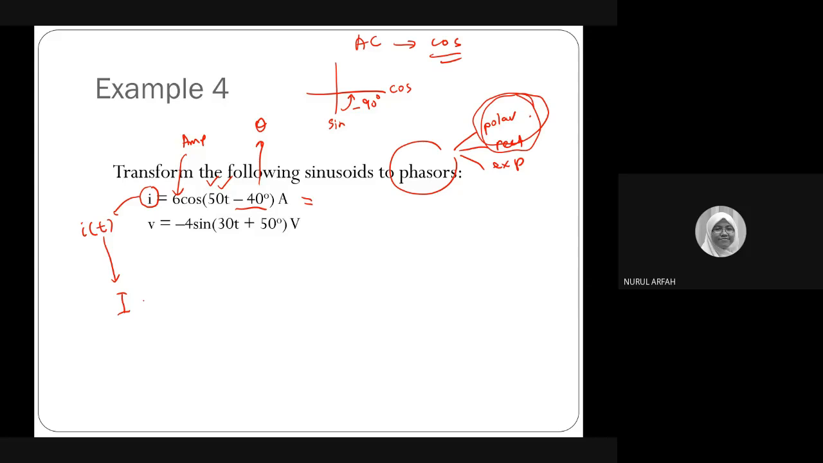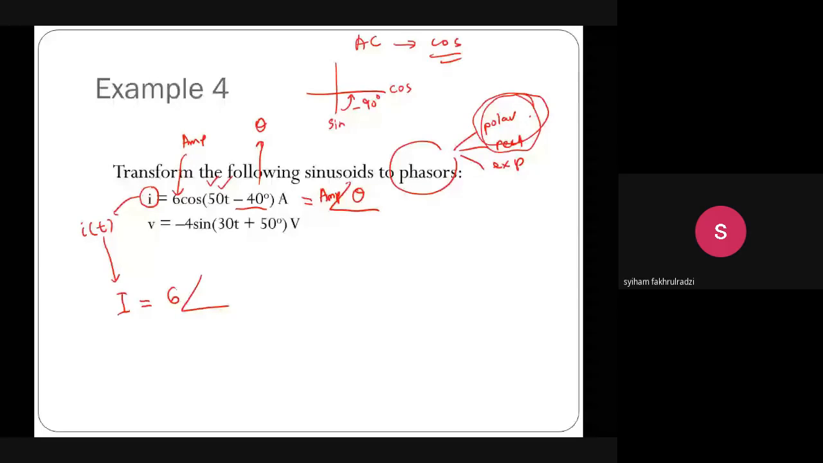And then we know it. So what is this equal to? What is the amplitude? 6. Yes, very good. And then theta? Negative 40. Yes, correct. And then if I put it in terms of rectangular form, what is this equal to? 6, and then?